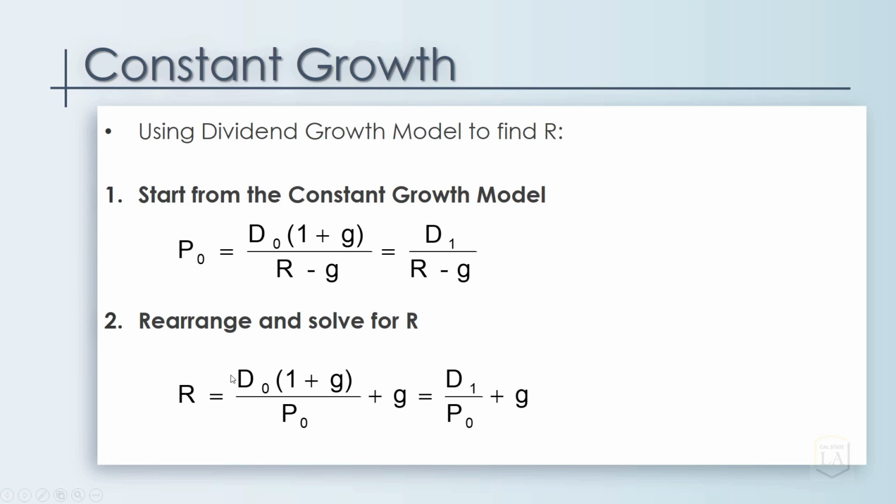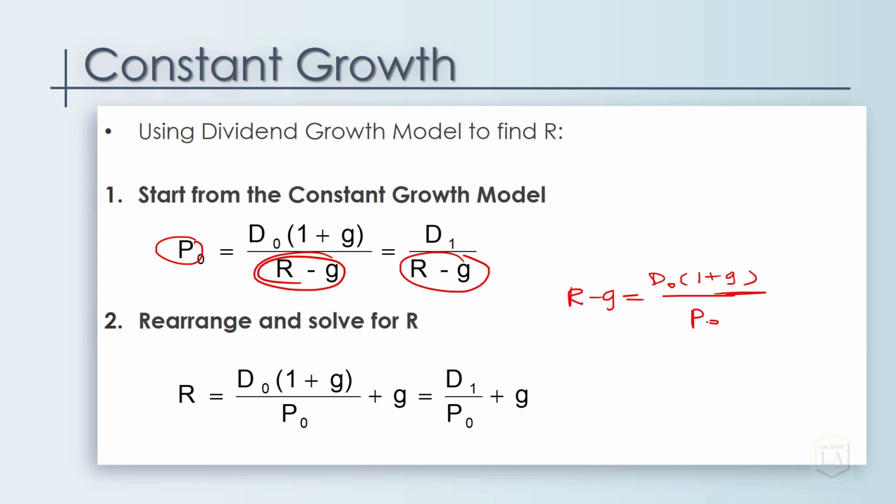So R minus G, let me just write it down. Then what you can see is if you just swap this part, R minus G would be equal to D sub 0, 1 plus G, divided by P sub 0. If I just swap this denominator into the left-hand side, then once again, you can just move G to the right-hand side by adding it.